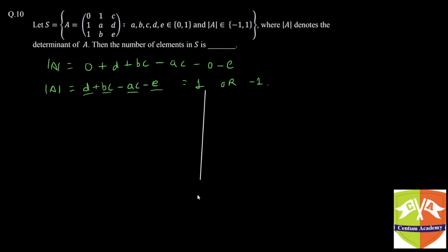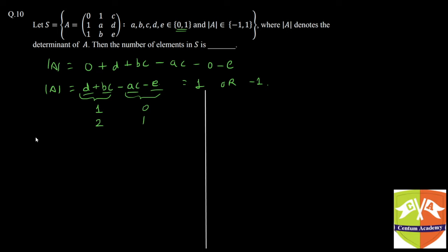Now we have to carefully count the number of matrices where the determinant becomes 1. So there are two ways. Let me discuss it in terms of these positive terms and these negative terms, or we can say non-negative and non-positive terms, because all of these belong to 0 and 1. So using the combinations of 0 and 1, D plus BC can never be negative. So one of the possibilities is that D plus BC becomes 1 and this becomes 0. Another possibility is that D plus BC becomes 2 and AC plus E becomes 1.